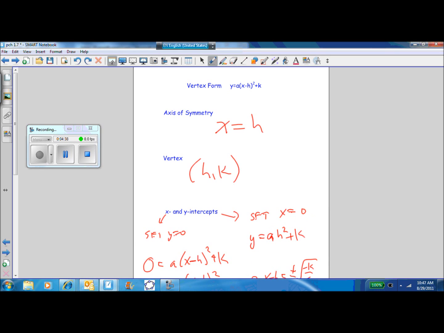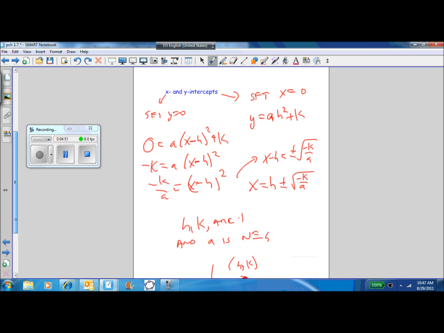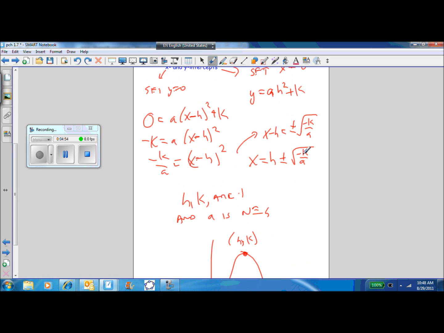To find the x-intercept, you're going to have to set y equal to 0. Solving for x, you get kind of a complicated expression, h plus or minus the square root of negative k over a. I wouldn't memorize this, but it's kind of fun to analyze what happens.